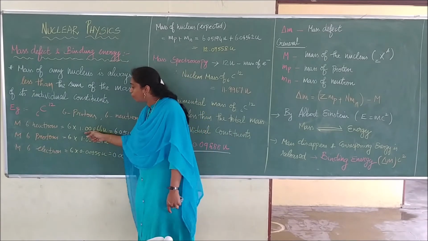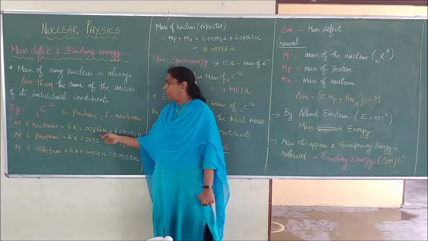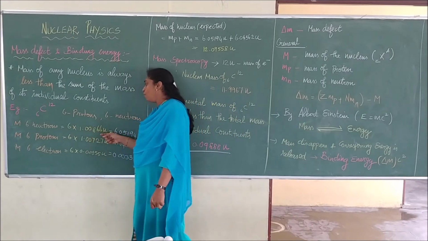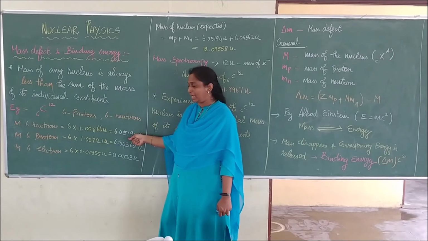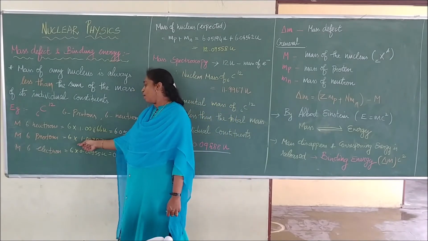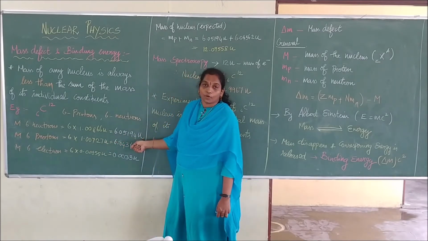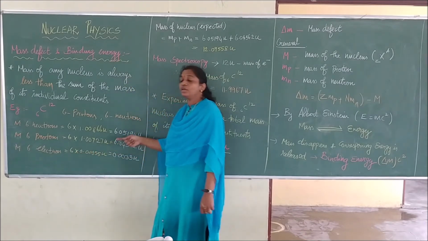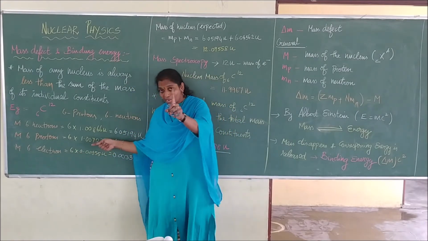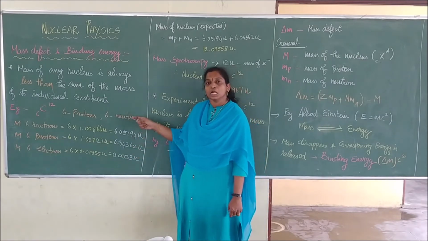We already know the mass of a proton in terms of atomic mass unit. Therefore, 6 into the mass of 1 neutron gives the total mass of neutrons in a carbon atom. 6 into the mass of 1 proton gives the total mass of protons present in a carbon atom. 6 into the mass of 1 electron gives the total mass of electrons present in a carbon atom.